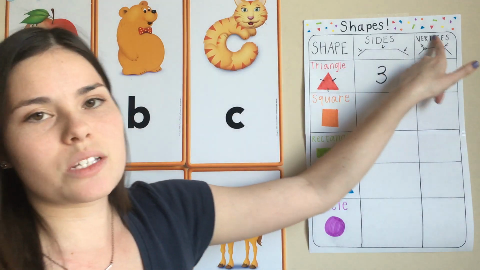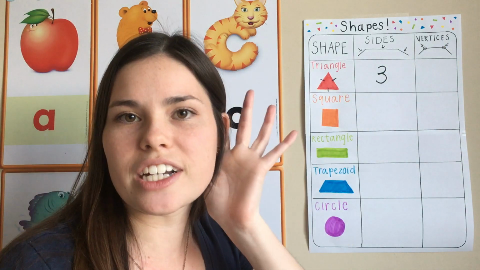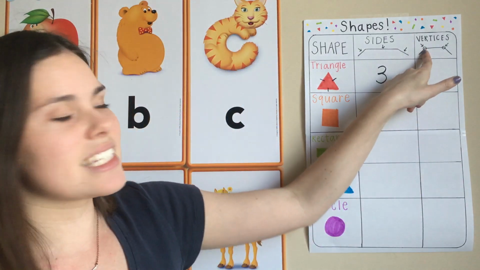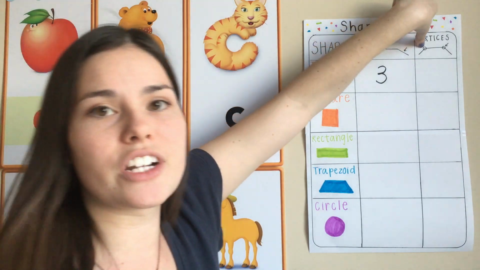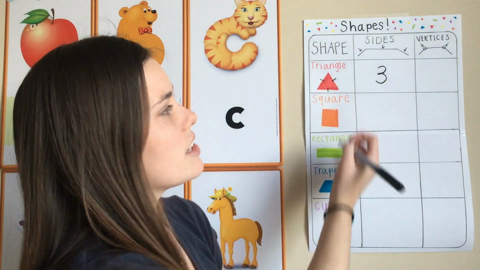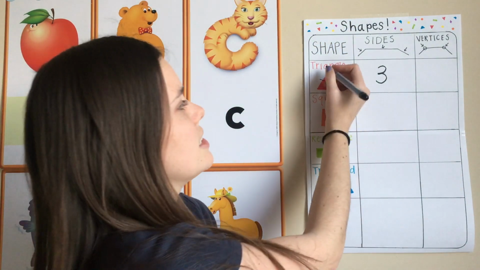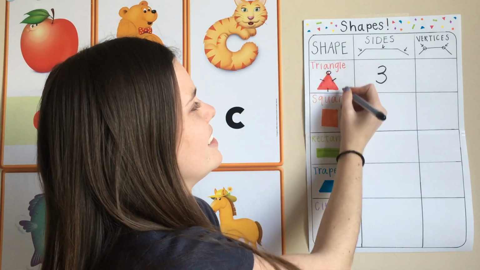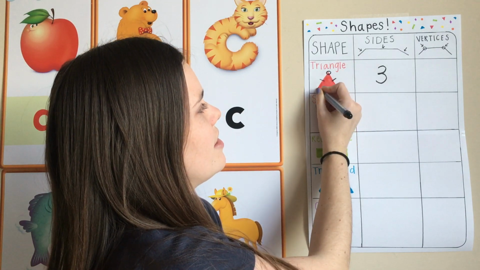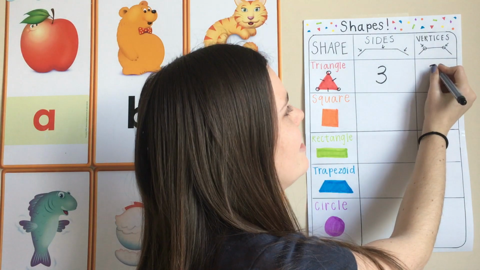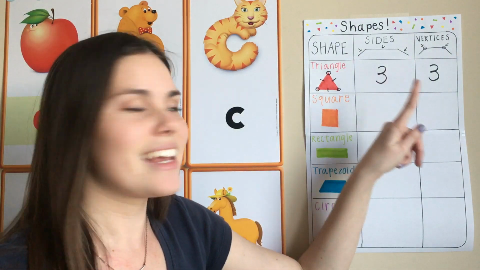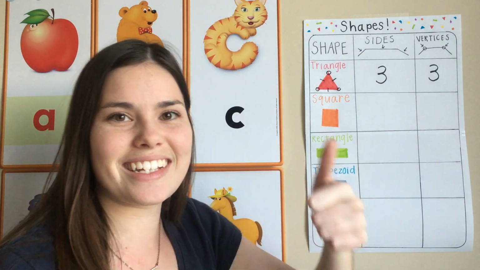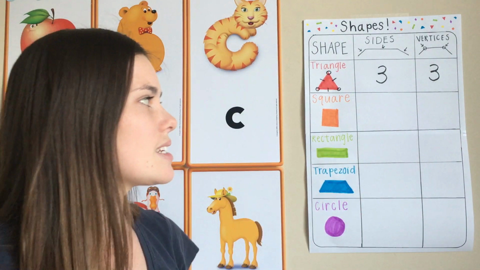And then there's a fancy word called vertices. Say the word vertice. A vertice is the same thing as a corner. So wherever those sides meet, it forms a vertice. If we look at our triangle, let's see how many corners it has, or vertices. 1, 2, 3. So we know that a triangle has 3 sides and 3 vertices. Good job. Alright, let's review the next one, a square.